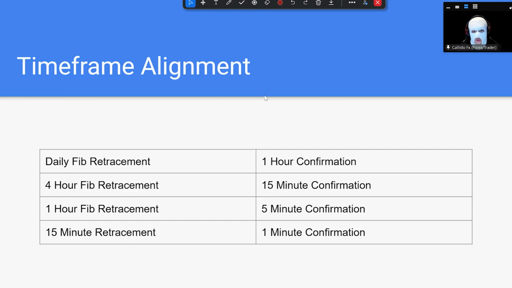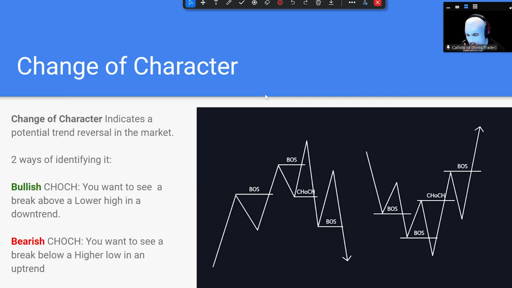Now, let's go through the last few slides here before we go into some live examples. In scalping, you may need to exist in 1 minute. Yes, correct. Unfortunately so.